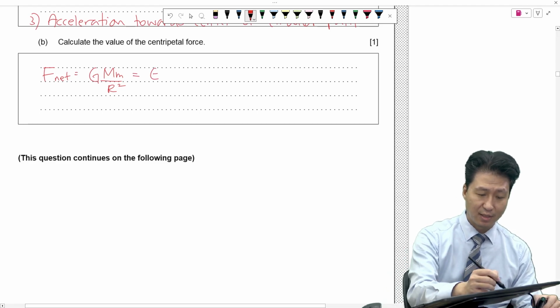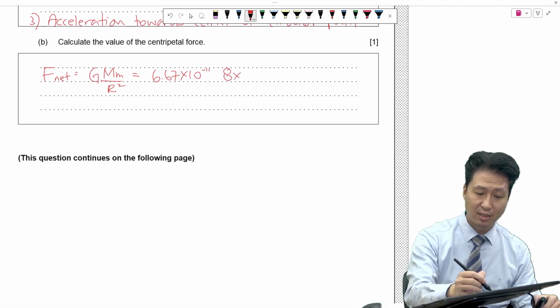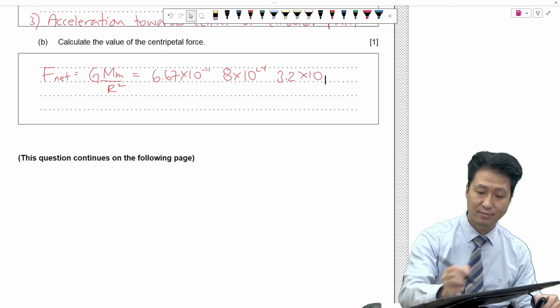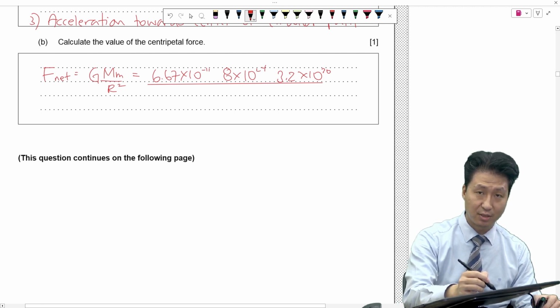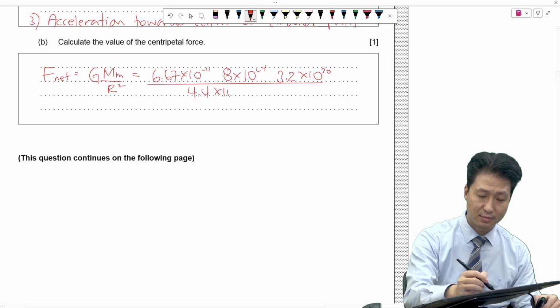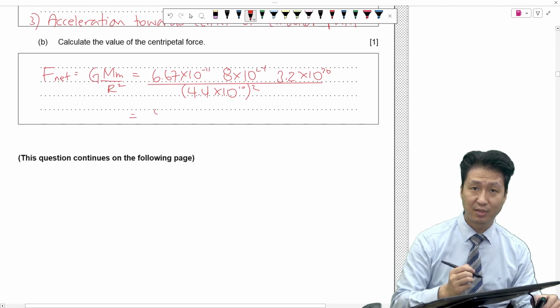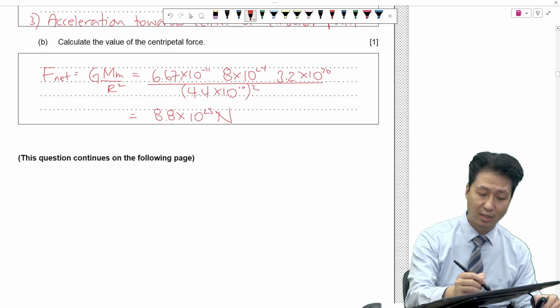In this case, the gravitational constant is 6.67 times 10 to the negative 11. The mass of the star was given to be 8 times 10 to the 24. Sorry, this is the mass of the planet. The actual mass of the star is 3.2 times 10 to the 30th, divided by the distance, which is 4.4 times 10 to the 10, and of course squared. If you use your calculators, you can find this to be 8.8 times 10 to the power 23 newtons.